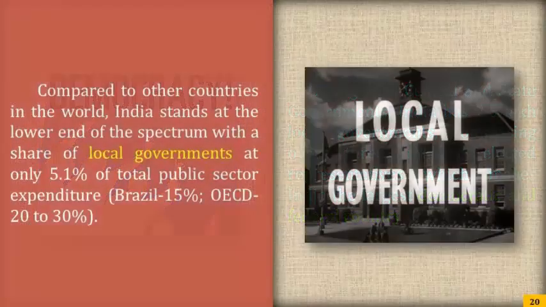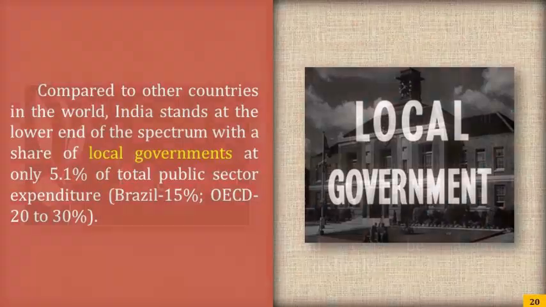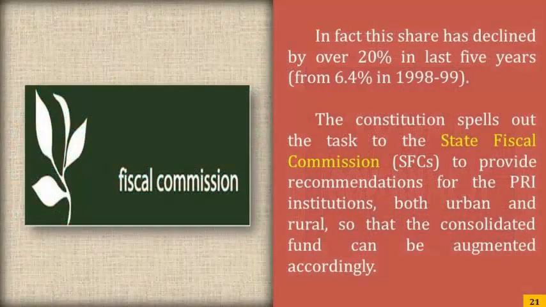country. Compared to other countries in the world, India stands at a lower end of the spectrum with the share of local governments at only 5.1% of total public sector expenditure. On the other hand, Brazil has 15%, OECD 20 to 30%. In fact, this share has declined by over 20% in the last 5 years, that is from 6.4% in 1998-99.